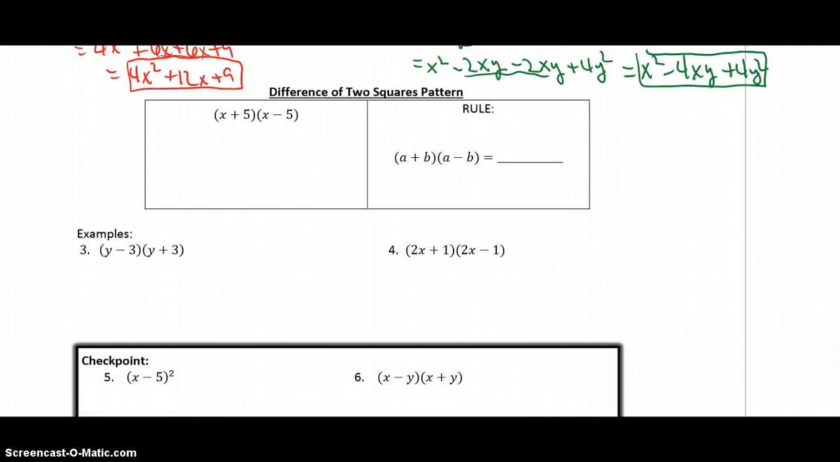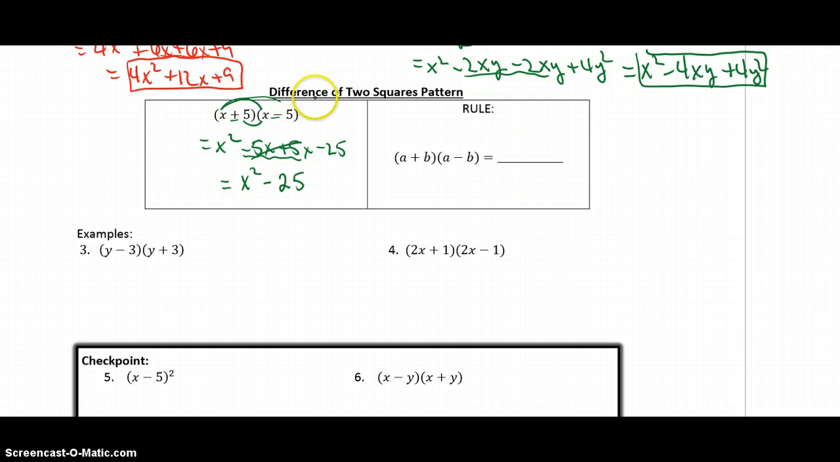Now I'm going to show you one more thing that could happen. We have two parentheses. They almost look like they're the same binomial, except you'll notice one is positive and one is negative. So when I multiply those, I get x squared, and then x times negative 5 is negative 5x, in the middle positive 5x, and 5 times negative 5 is negative 25. Now you'll notice negative 5 plus 5 is 0, so those will cancel, and we won't see any terms in the middle anymore. We just have x squared minus 25.